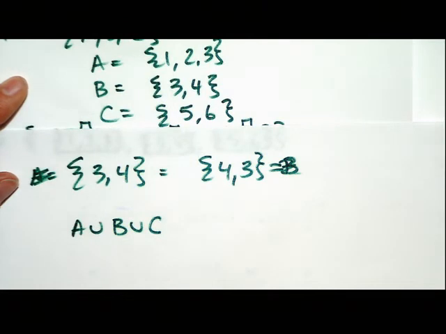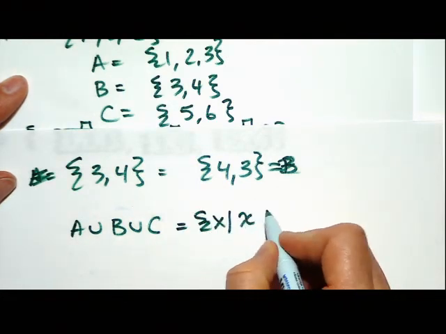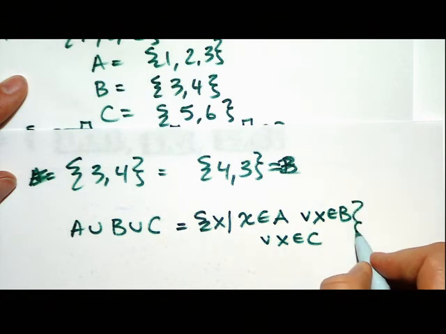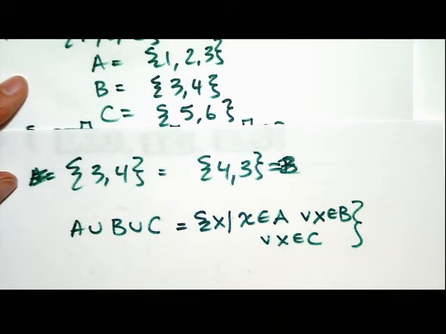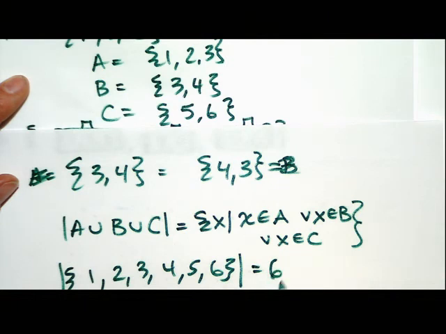So union is when I actually take sets and I put them together to make new ones. So this is a set containing X so that X is in A or X is in B or X is in C. And I bet you thought, oh, no. I thought I was going to be able to get away from those logic operators, but you can't. Sorry. Okay, so union is equivalent to OR. So I would take 1, 2, 3, 4, 5, 6, and the cardinality of this union is 6 because that's all the unique elements, even though 3 occurred twice.